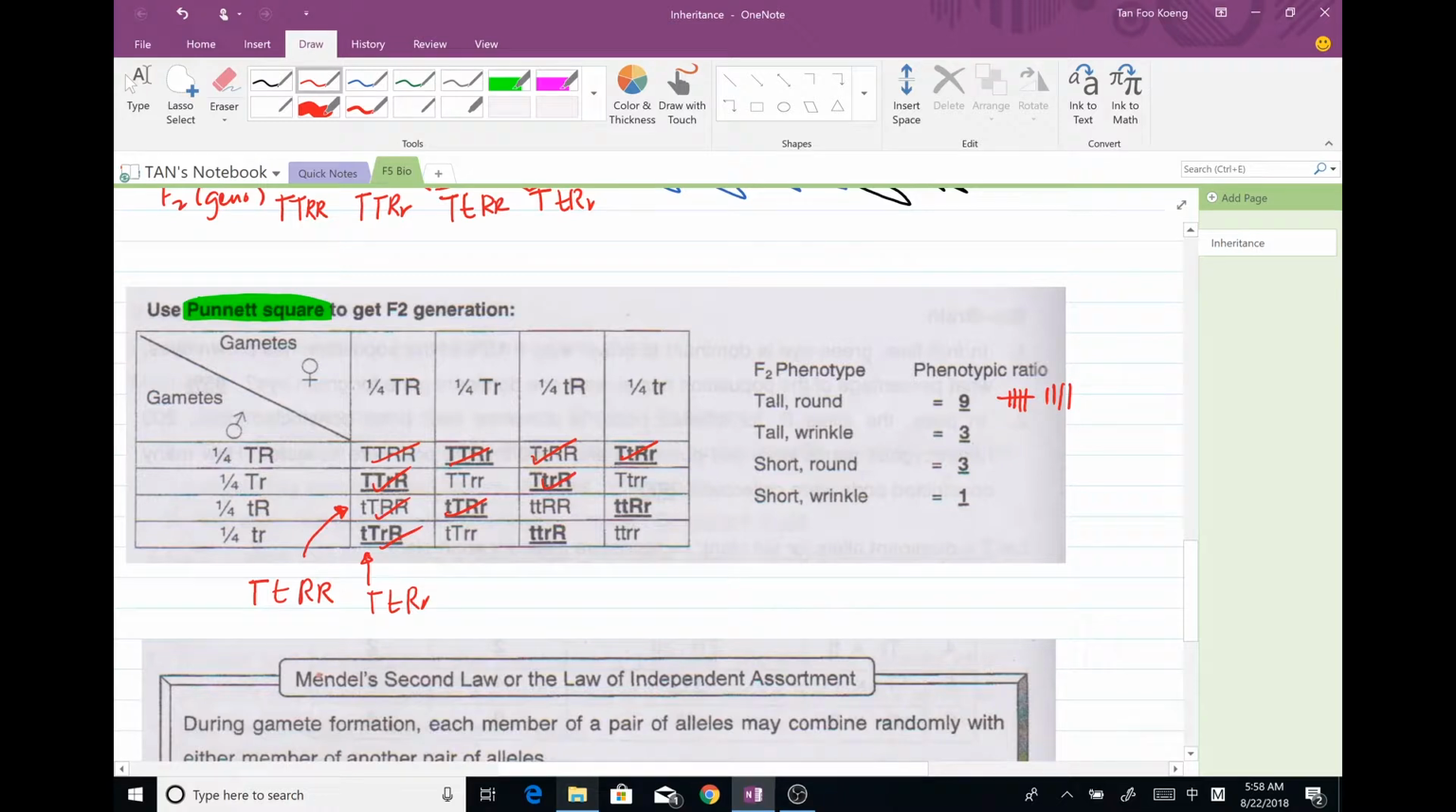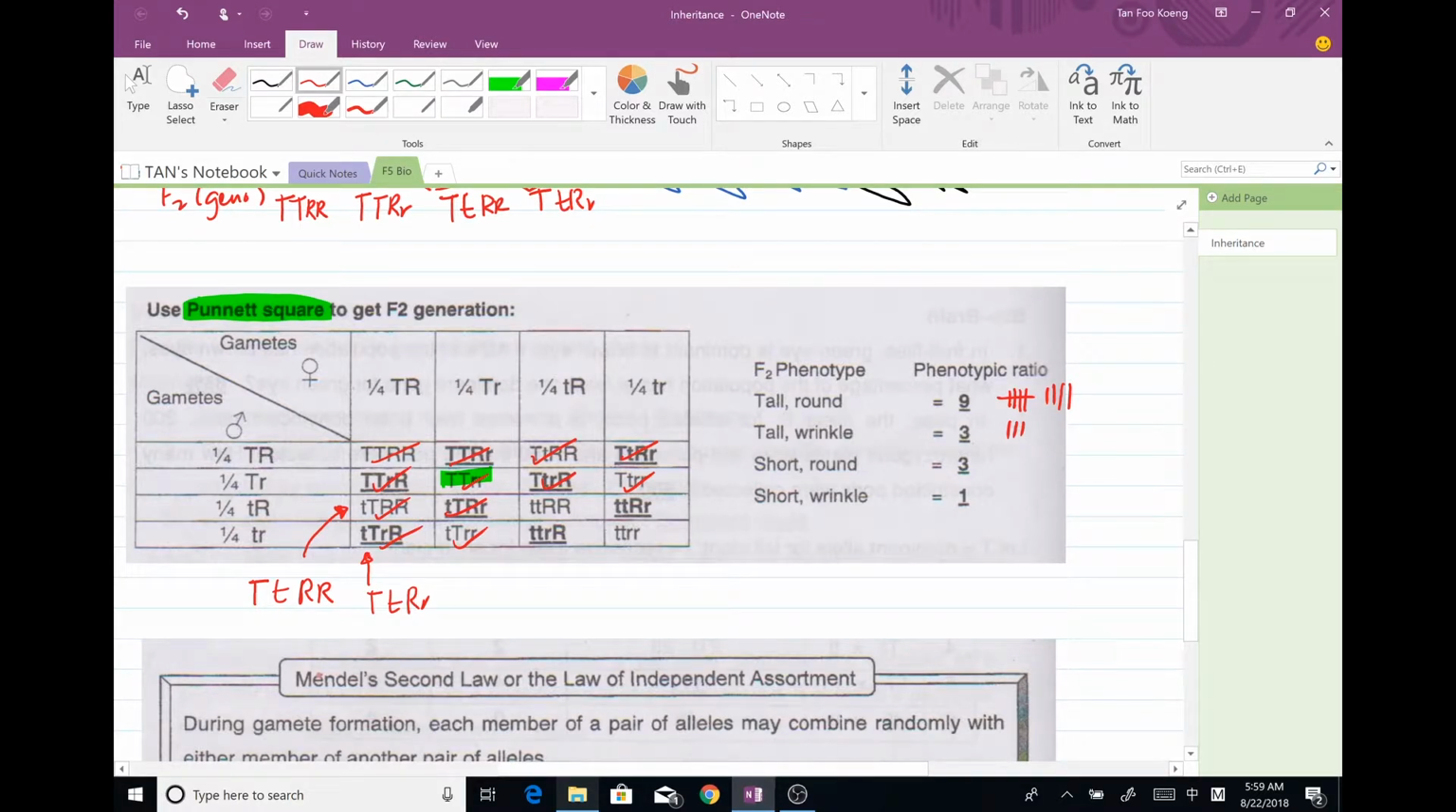And then what about this one? Big T, small r. It will be tall and wrinkled. So this one is also tall and wrinkled. Now tall and wrinkled, let's see. Tall and wrinkled. So out of 16, I get 3 of them to be tall and having wrinkled seed.